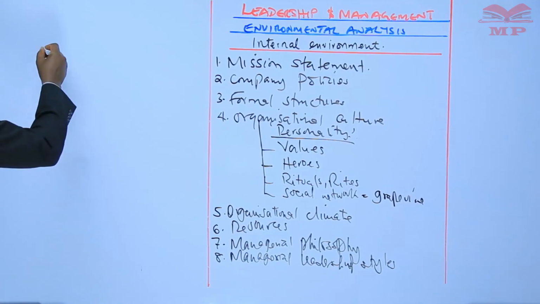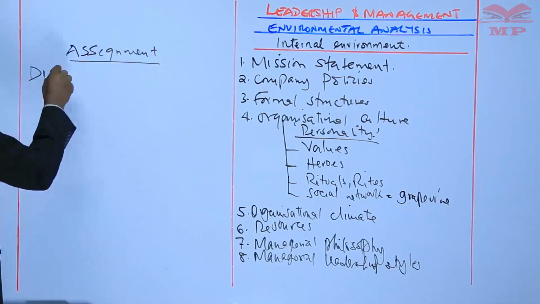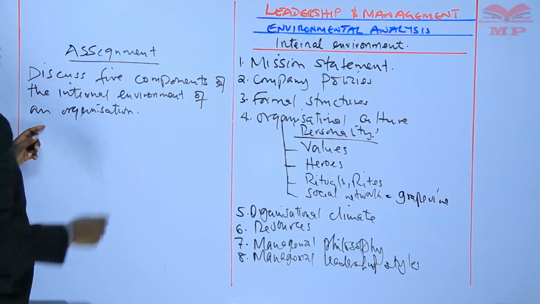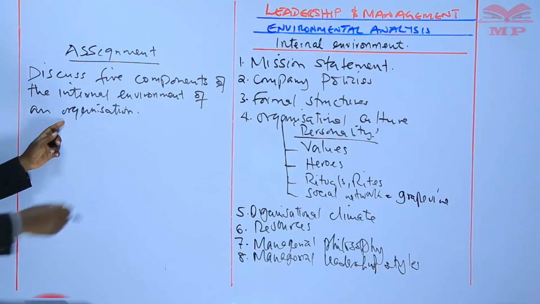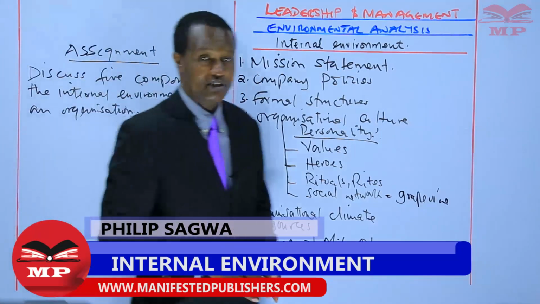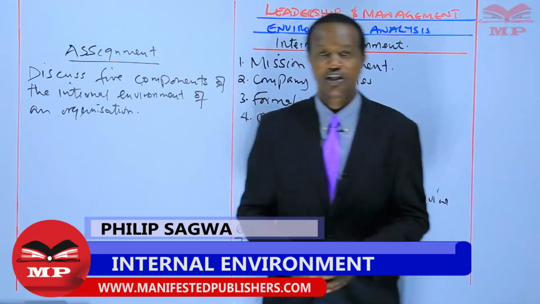I'll give you one question. Discuss 5 components of the internal environment of an organization. That is your today's assignment. Make sure the assignment is done before you attend our next session.